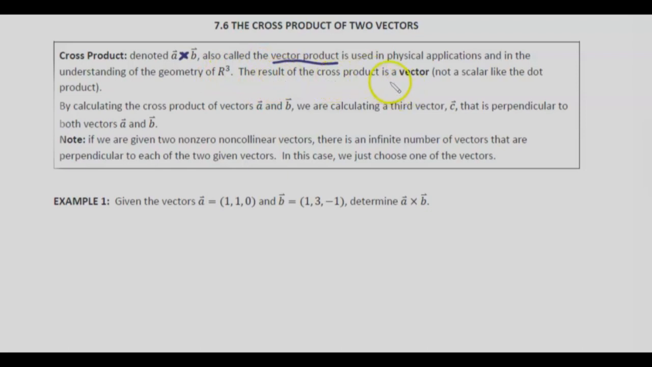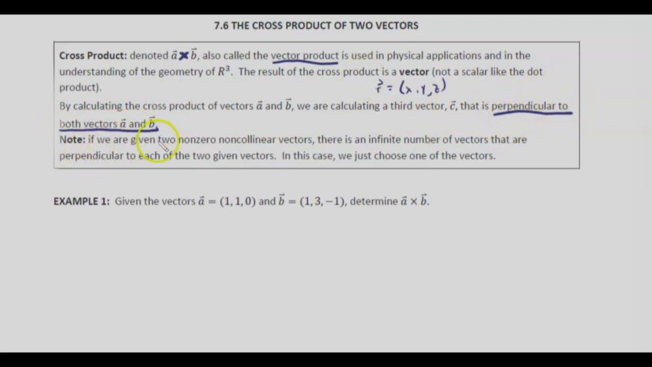The result of the cross product is a vector. So it's not a scalar like the dot product. It's going to be in the form like x, y, z. By calculating the cross product of vectors A and B, we're calculating the third vector C that's perpendicular to both vectors A and B. So this is what it yields.